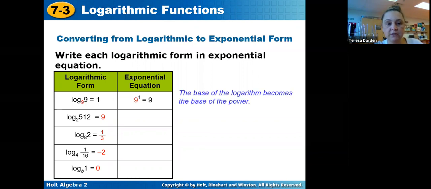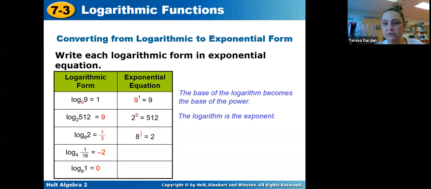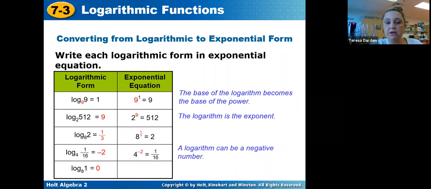How about this next one? The base is 2, the power is 9. Next, the base is 8, the power is 1/3. See how easy this gets? If you guys want to go through this slower or again, I'm also attaching the PowerPoint to your Teams assignment so you guys can print these out and go back, or you can pull them up and quiz yourself on them.